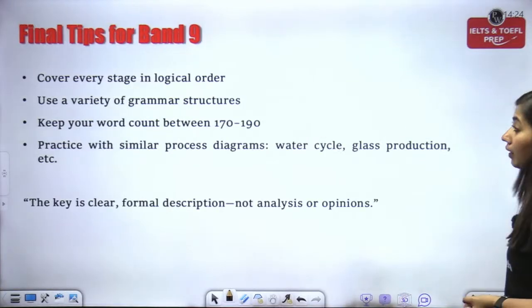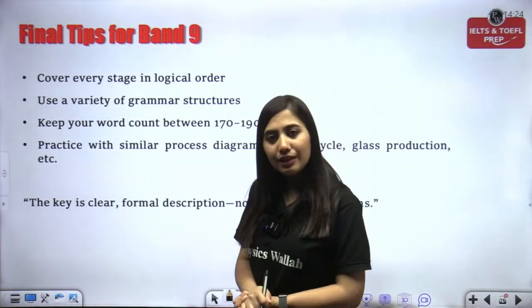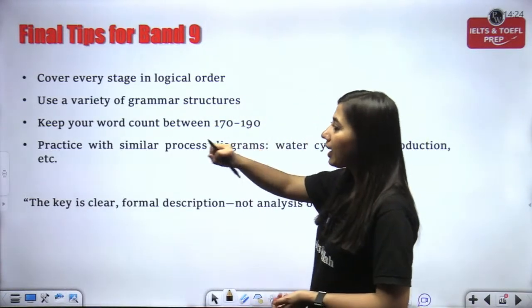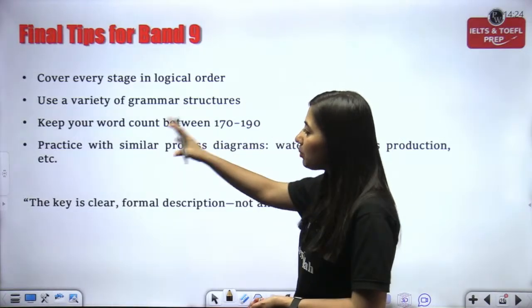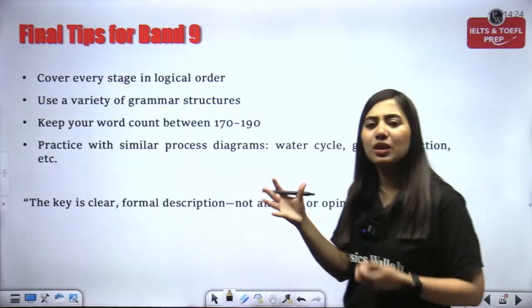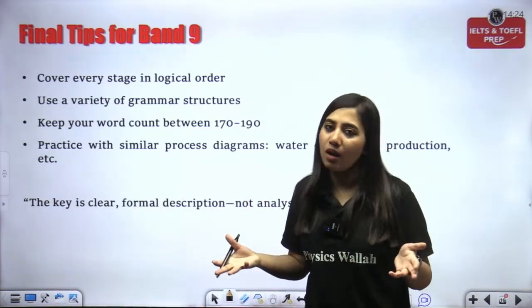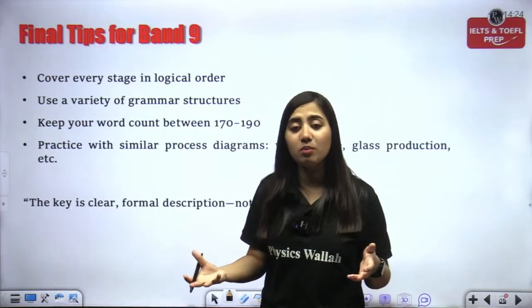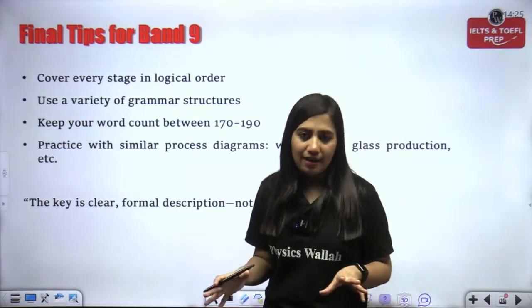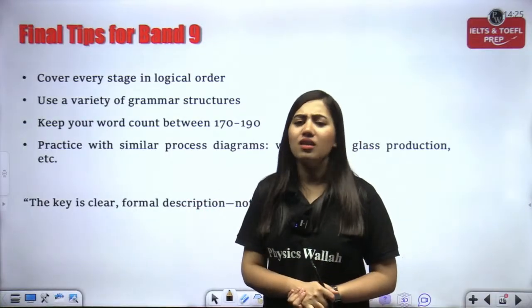Next. Now, the final steps for band 9. What you can see are these. Cover every stage in logical order, use a variety of grammatical structures, and keep your word count between 170 to 190. I would say keep it to 180. Relevancy is also one of your parameters, and on the basis of that you get a good band. There is no official limit that you can't write more than this word count. There is nothing like that.